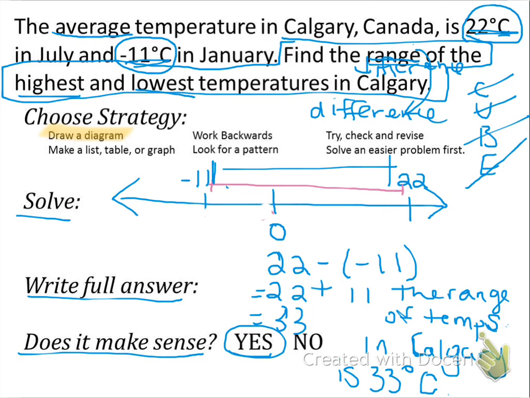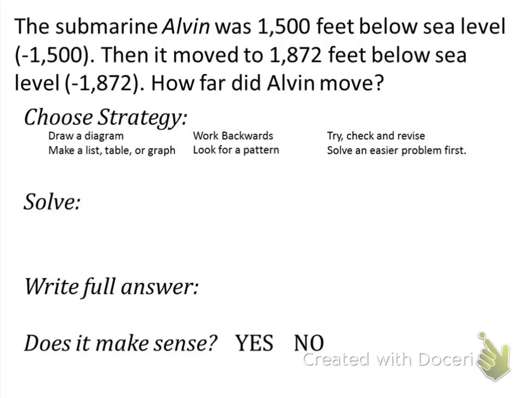If you're done watching the video, you know how I expect you to solve word problems, no problem, you can stop. If you want to see another example, continue. We're going to do one more. This one was on your word problem practice. The submarine Alvin was 1,500 feet below sea level, negative 1,500. Then it moved to 1,872 feet below sea level, negative 1,872. How far did Alvin move?